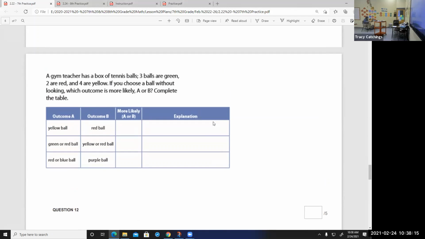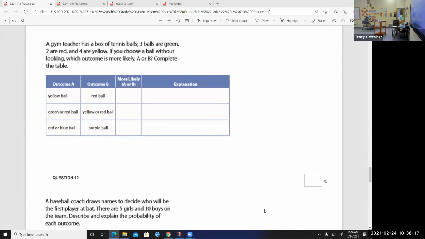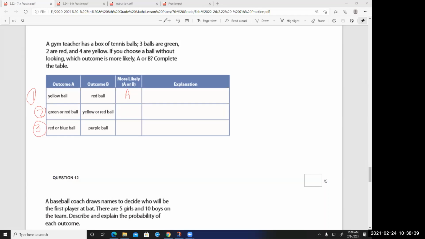All right, this one reads, a gym teacher has a box of tennis balls. 3 are green, 2 are red, 4 are yellow. If you choose a ball without looking, which outcome is more likely, the A or the B? The first option they gave us was a yellow ball or a red ball. Which one you say we most likely gonna get? Why you say yellow? All right, so that's gonna be our rationalization. There are more.